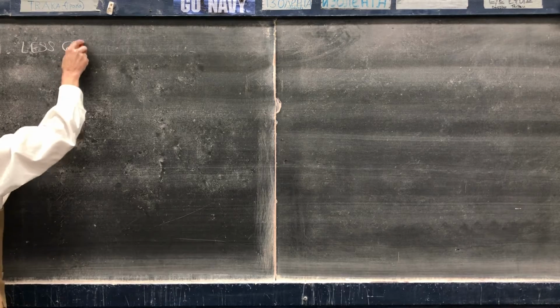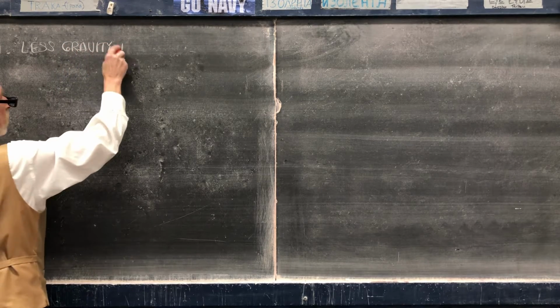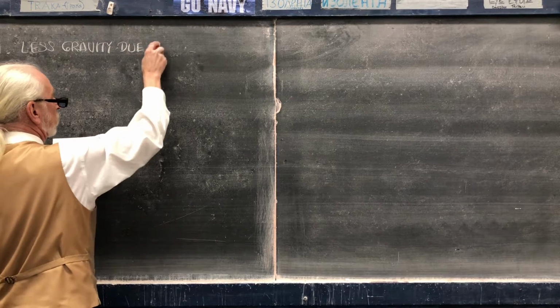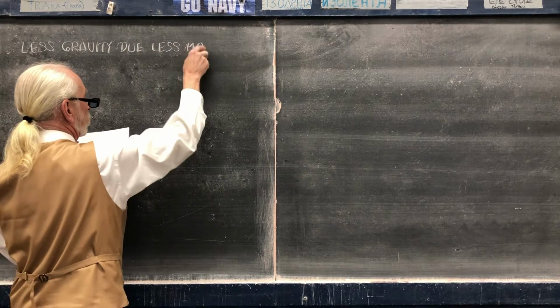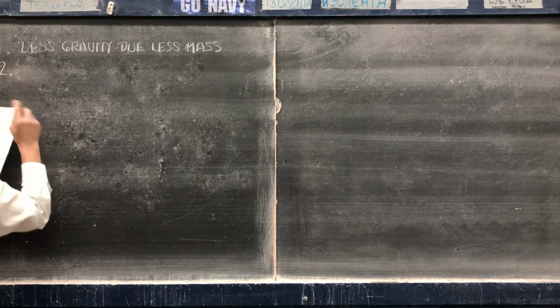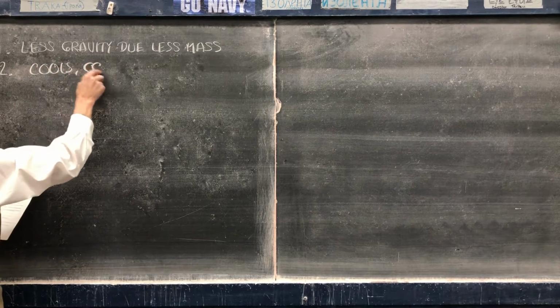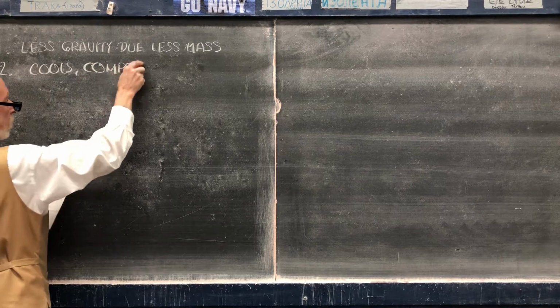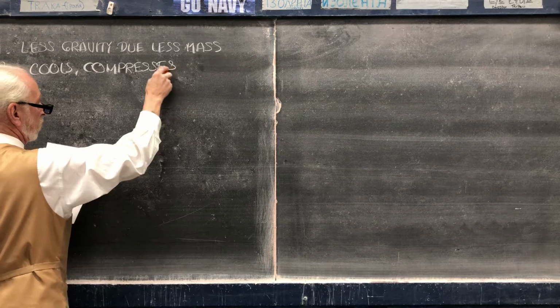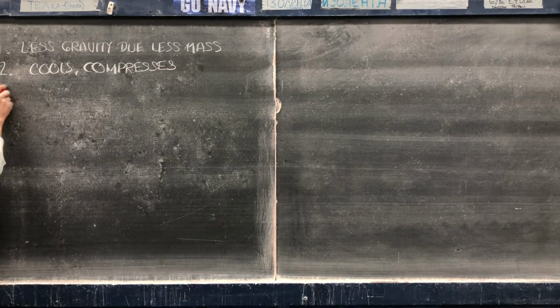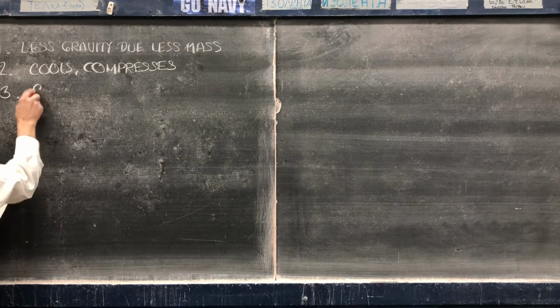Recall that low mass stars have less gravity due to mass. Two. So the star then cools and compresses. Three. The carbon-oxygen core becomes degenerate.